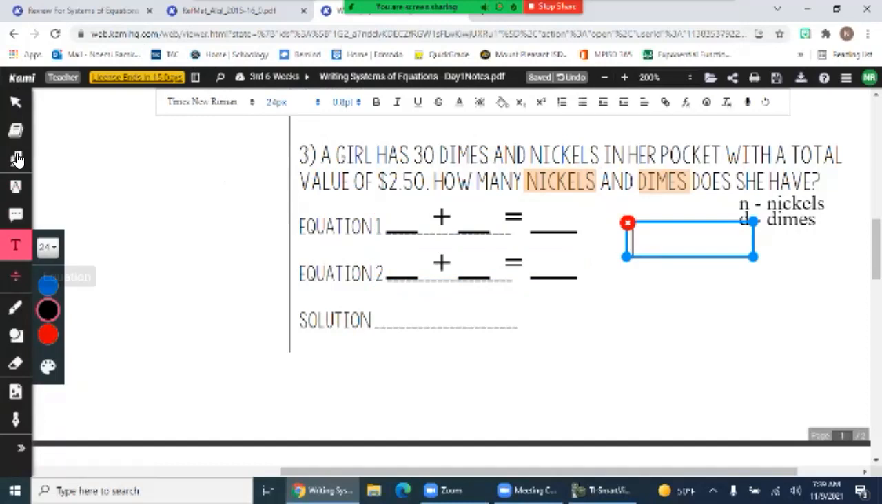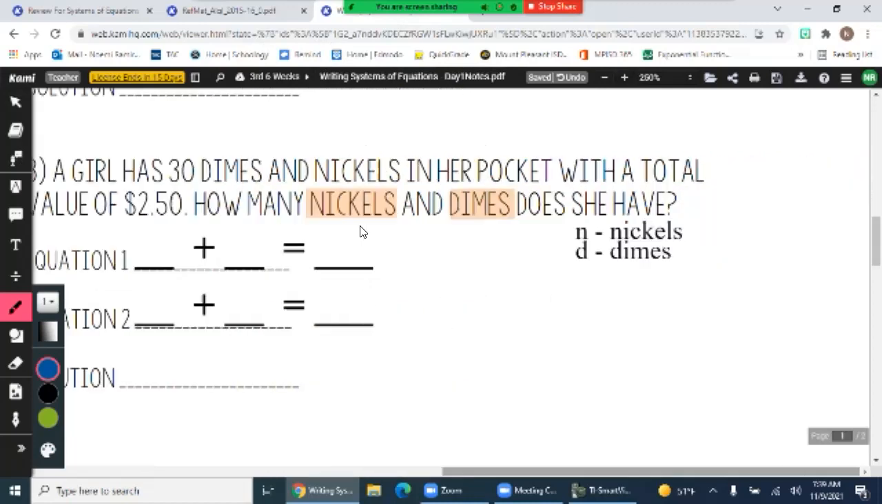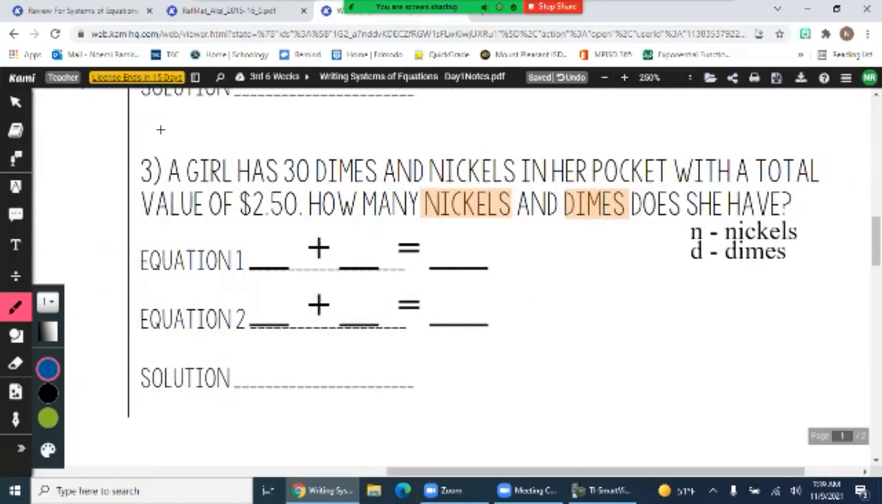Now we know the totals go at the very end and the variables go on the inside. So I'm going to go ahead and fill in the variables because I'm having a little trouble right now trying to find those totals. I'm actually going to go back down to number 1. And I'm going to zoom in because I can. There we go. So nickels and dimes. So N, D, N.